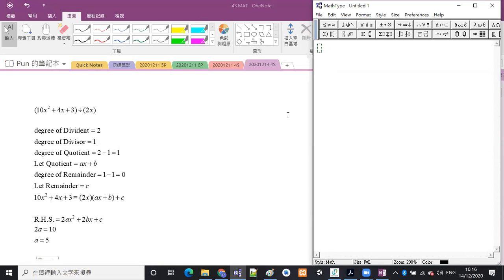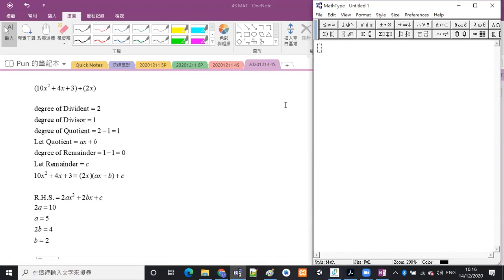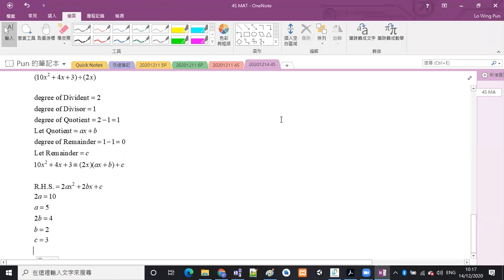And then for the x term, we have 2bx on the right, and on the left, we have 4. So b is equal to 2. Okay, and then for the constant term, we have c on the right-hand side, and on the left-hand side, we have 3. Okay, so c is equal to 3. So after finding out the unknowns, then we can write down the quotient and the remainder.